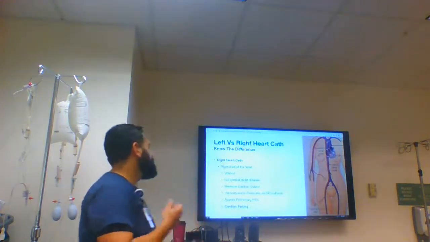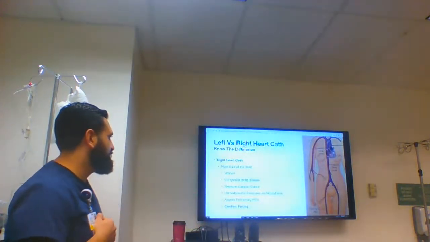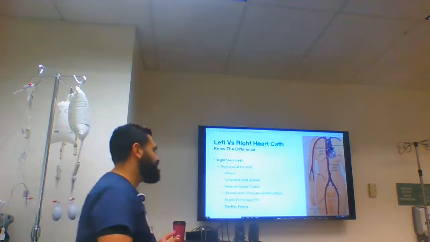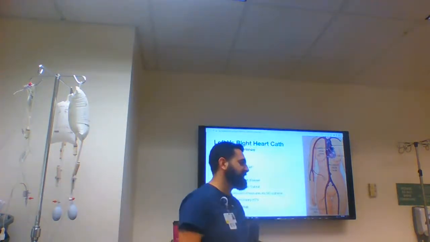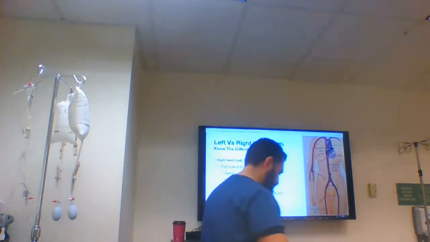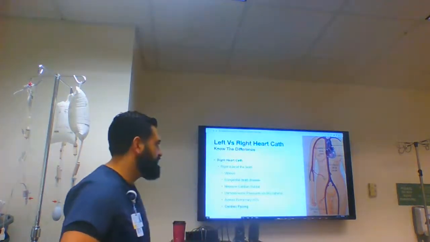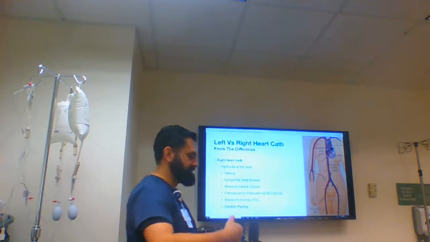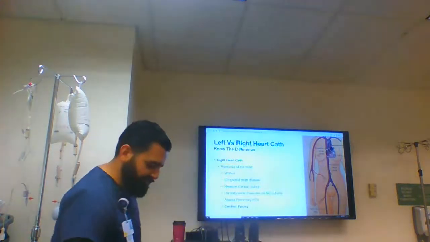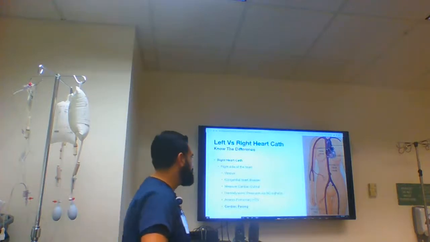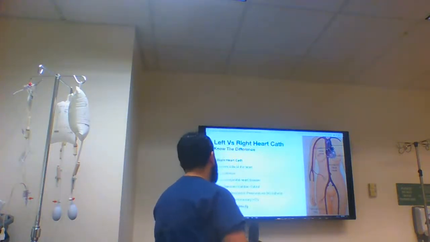All right, so now we're going to go to the right heart cath. Like I said before, it's going to go on the right side of your heart. So this one is going to be venous, right? And same thing, it doesn't matter from what side they go in. They can go into the left side or the right side. Many times, if they do a left and a right heart cath, they put both sheaths in the same side. One's venous, one's arterial.